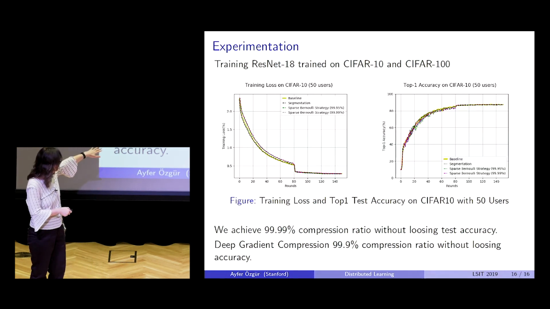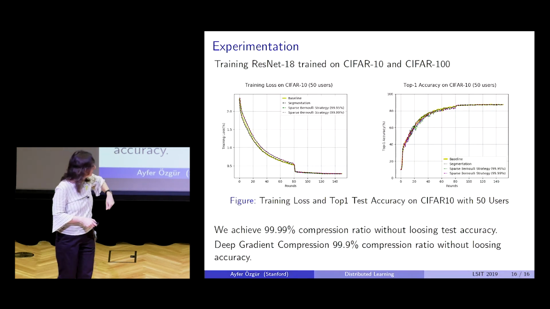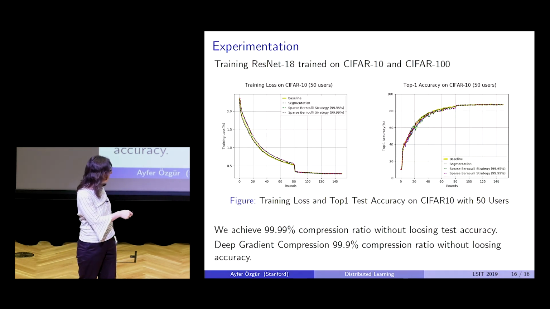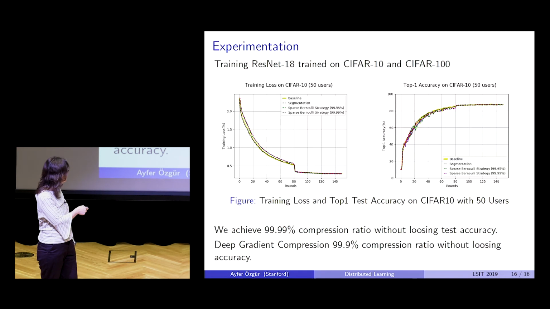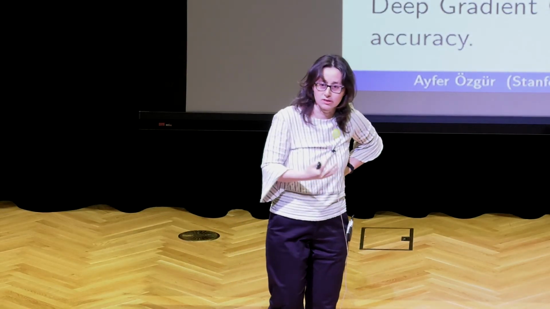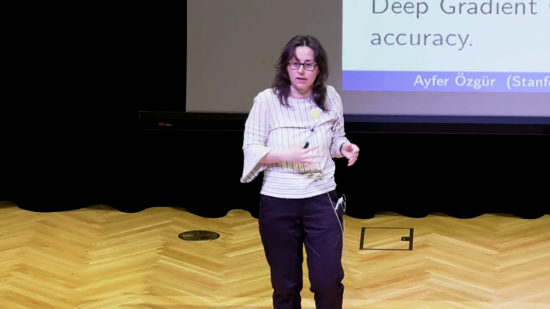And if you compare, for example, to this deep gradient compression paper, this was the paper I showed in the beginning of my talk, they achieve something like 99.9 compression ratio. There is a certain way you define it, without losing any test accuracy for your neural network. And we are able to improve roughly an order of magnitude over that without losing any test accuracy by using this kind of theoretically guided scheme.